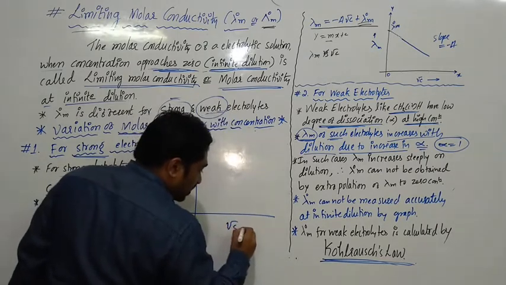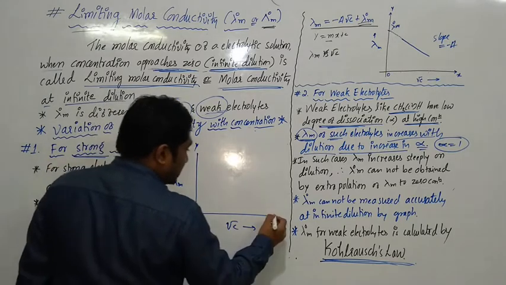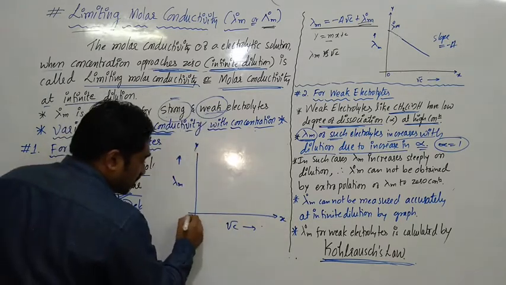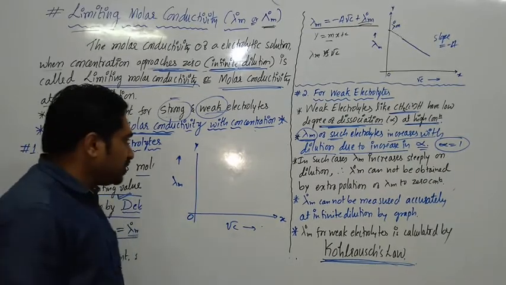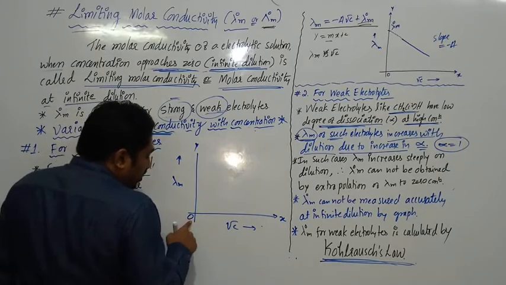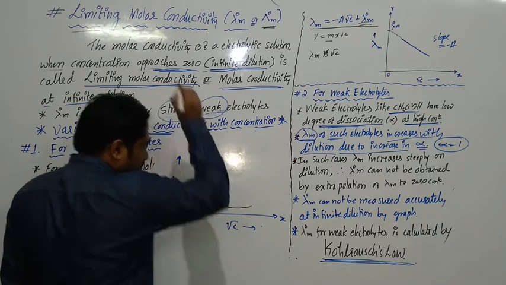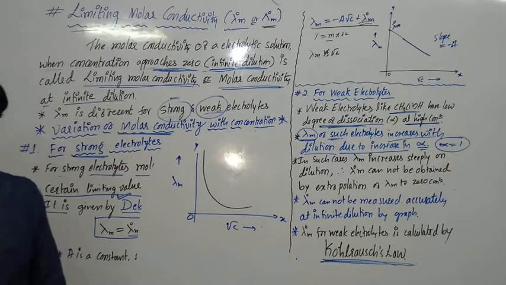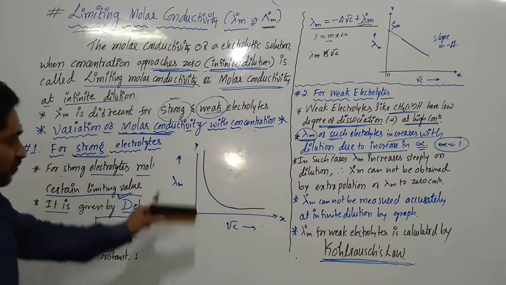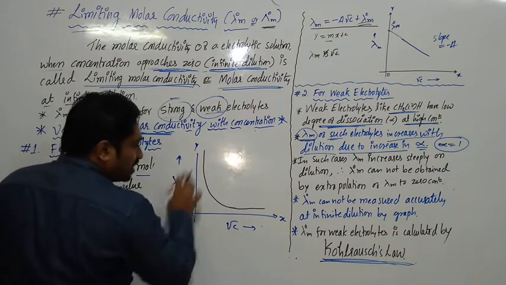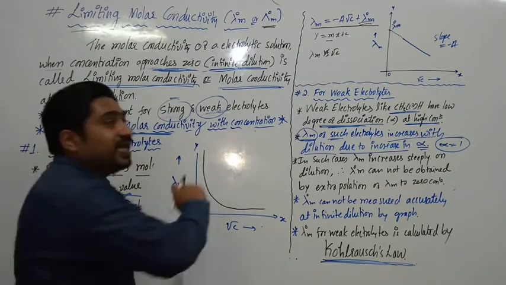So this is the concentration, this is lambda m, this is my y axis, this is my x axis. So this is concentration 0. Suppose I try to represent this graphically, what happens here? At concentration approaches 0, the graph increases steeply. The graph increases steeply. So the graph becomes like this. Here this graph is for the variation of molar conductance with concentration for weak electrolytes.